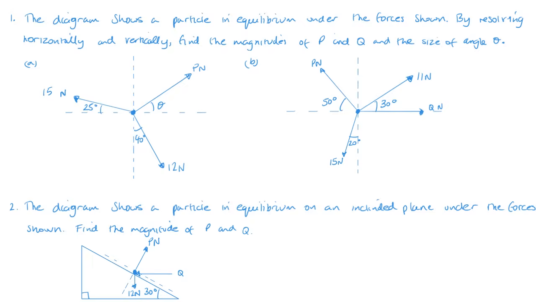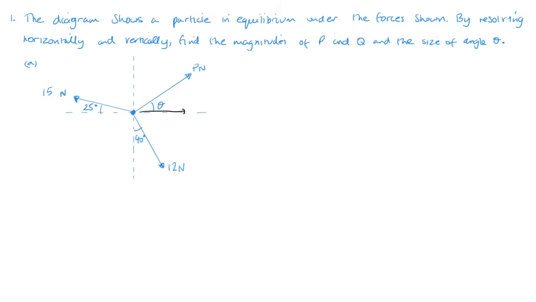Welcome back. Let's have a look at the answers. Let's resolve. So P cos theta, P sine theta, and it's also 15 sine 25 and 15 cos 25, 12 cos 40 and 12 sine 40 that way.